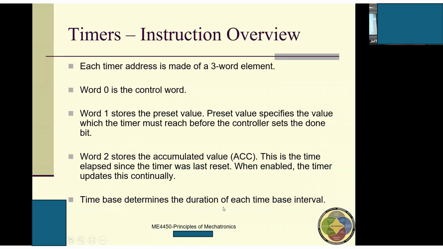The time base determines the duration of each time base interval. We have second and millisecond, and you need to specify the time base. If I specify the time base as microsecond, then I specify the preset value, which is usually an integer, for instance 10 microseconds. If another guy sets the time base as second with the same preset value 5, that is 5 seconds versus 5 microseconds. That's totally different. You have an option to change the time base as well.